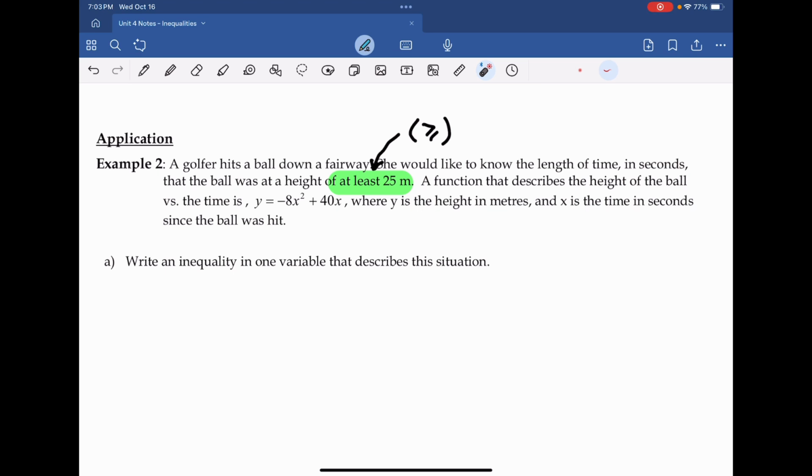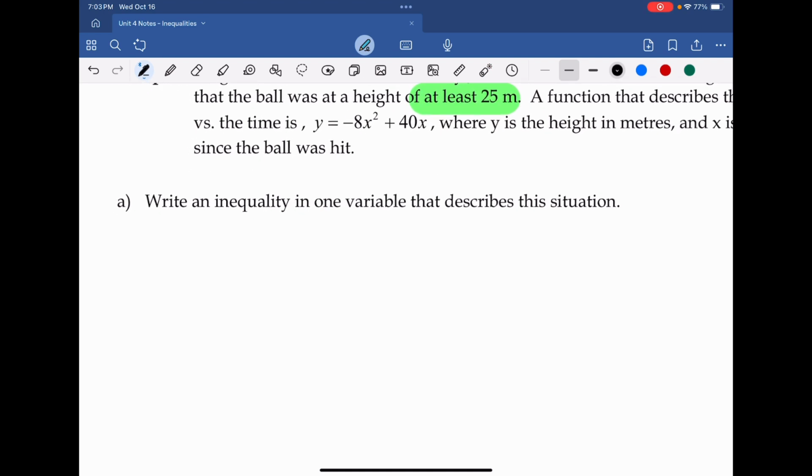Now, we want to write an inequality in terms of one variable that describes this situation. Here's what it's going to look like. We're going to write out that we were given a function that represents the parabola. So let's start off by writing our negative 8x squared plus 40x. That was the function they gave us. So this parabola follows this trajectory, but we want to figure out where it is at least 25, meaning it must be greater than or equal to a value for y of 25. Now, of course, we didn't want to leave it like this. This is never the way we left our one variable inequalities.